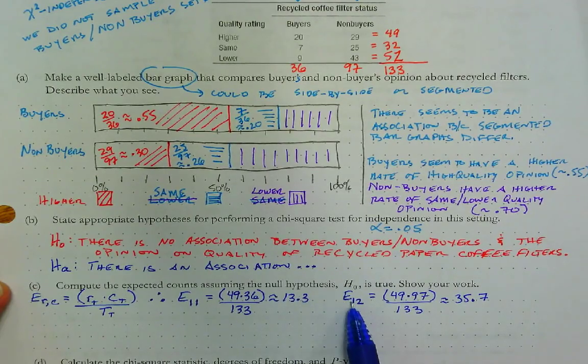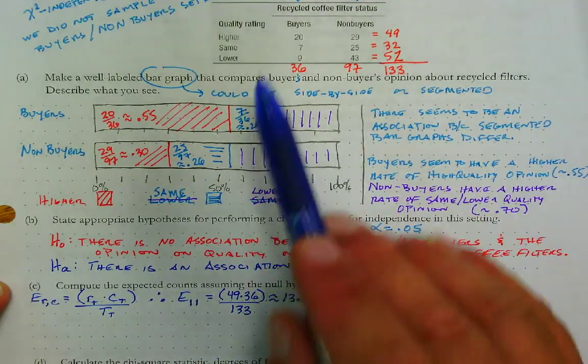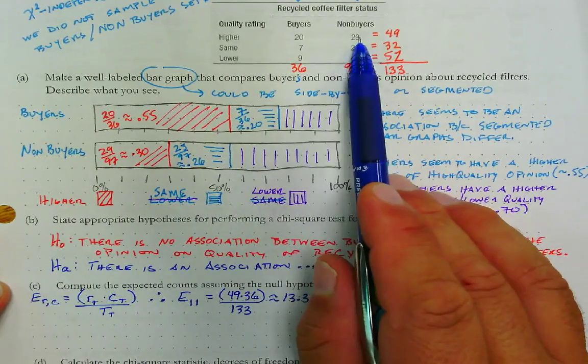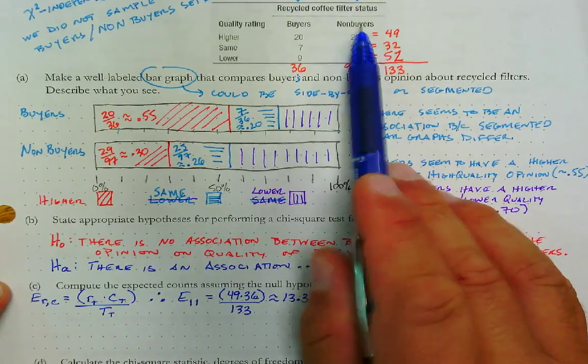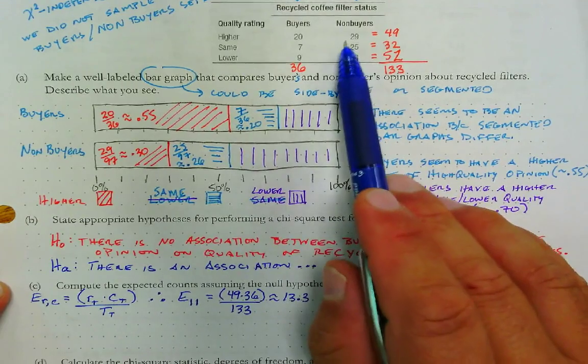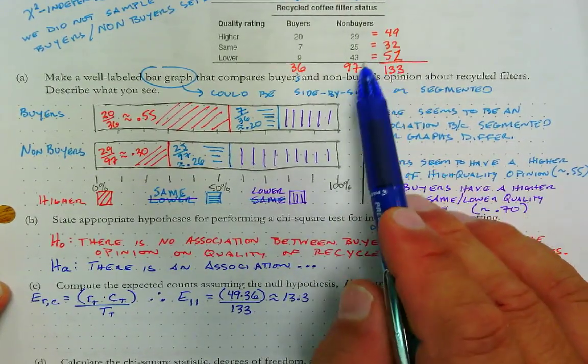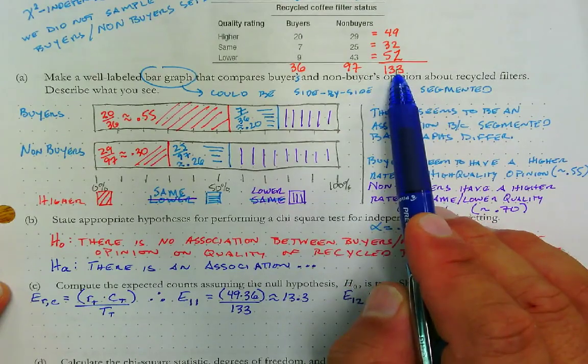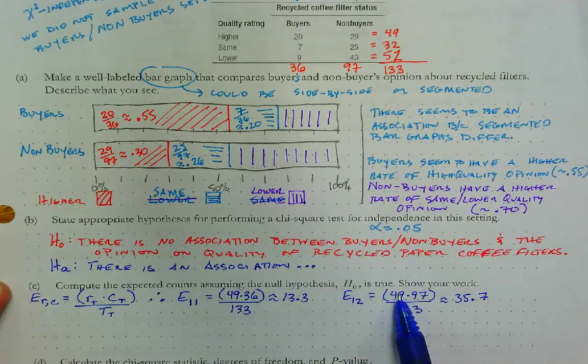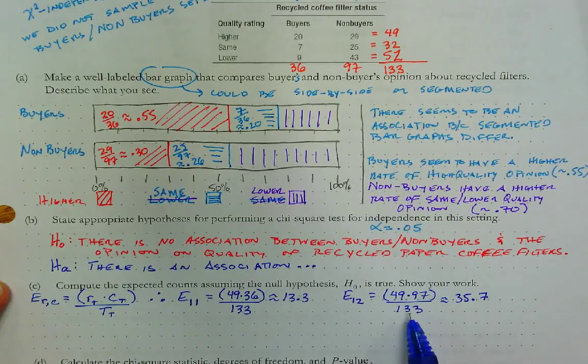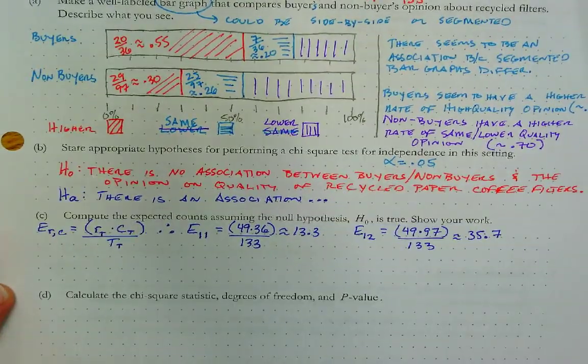If I want to look at row 1, column 2, row 1, column 2 is going to be this position, non-buyers that rate at higher quality. Well, what do I have? The row total, the column total, the total. So row total, column total, and that's about 35.7. And we can do that for the rest of these.